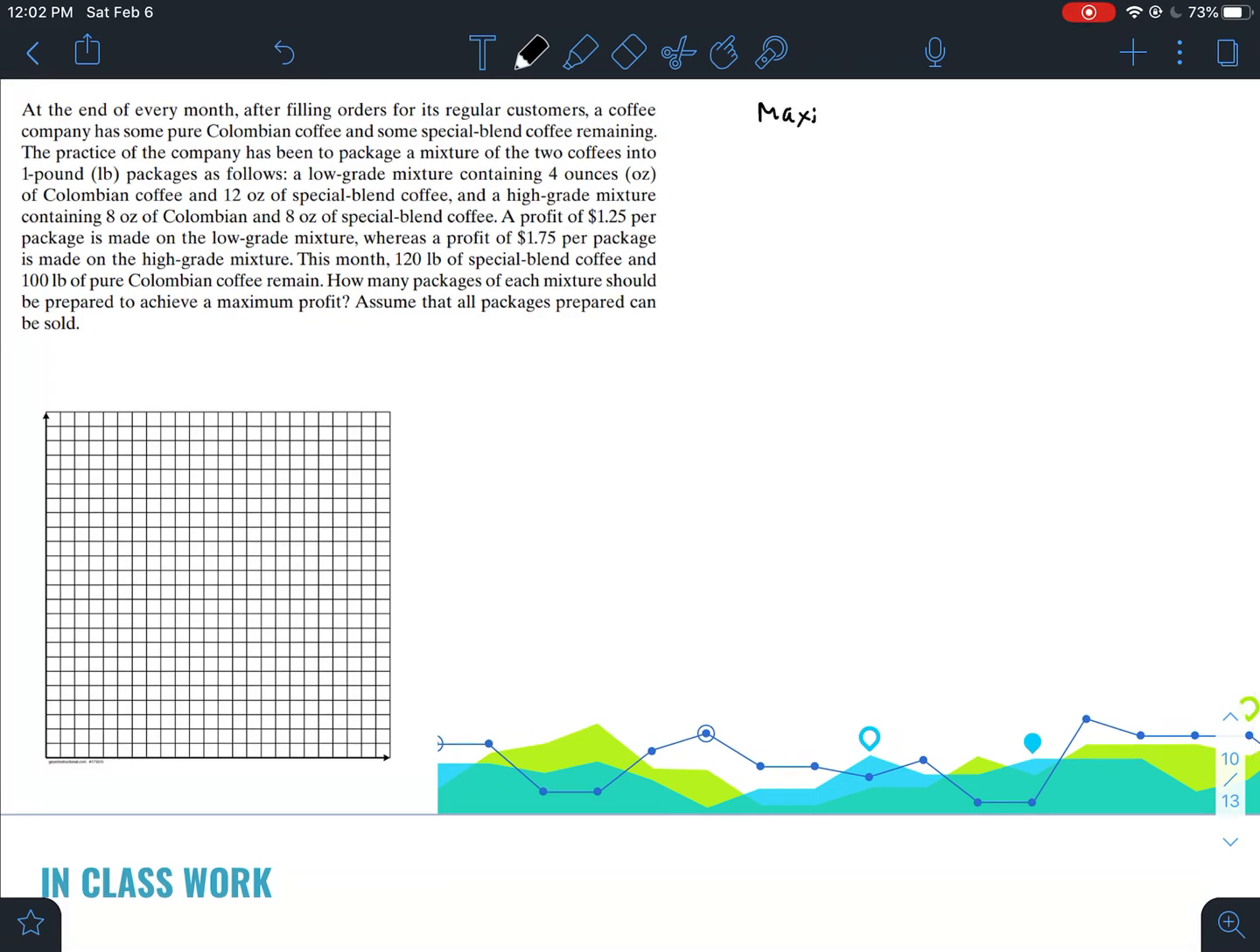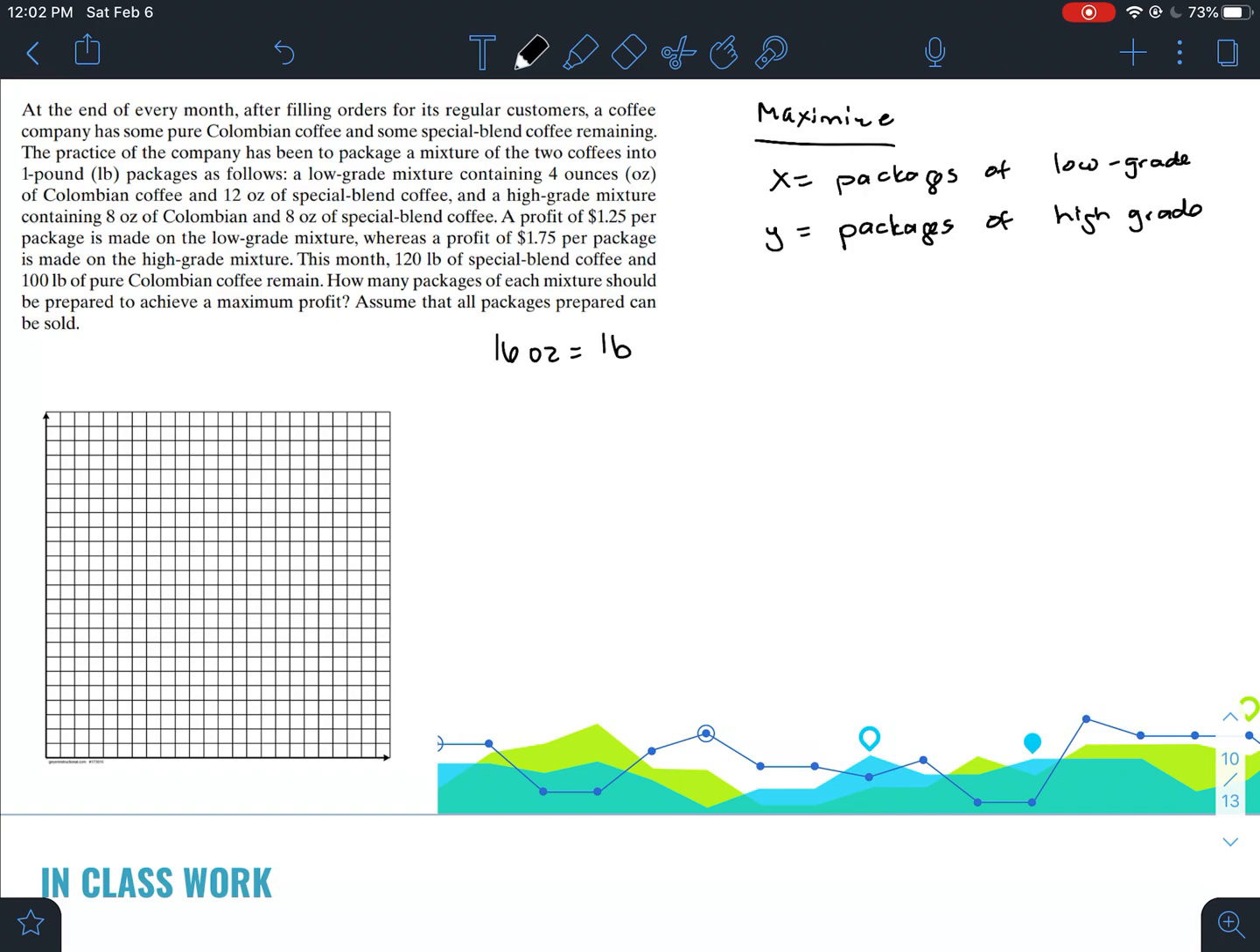All right, so we are trying to maximize the profit. So let's let x be the number of packages of low-grade mixture that they're going to sell. And let's let y be the number of packages of high-grade mixture that they can sell. And notice that we are using ounces and pounds, so we need to remember that 16 ounces makes 1 pound.